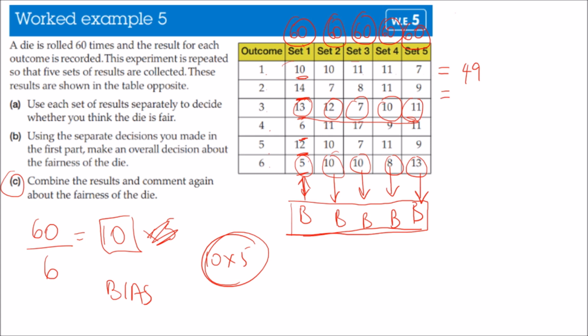The total for number 2 is also 49. The total of 3 is 53. The total of 4 is 54. The total of 5 is 49. And the total of 6 is 46, which is not bad. All these numbers are very close to our expected 50. So all in all, the die seems to be fair.